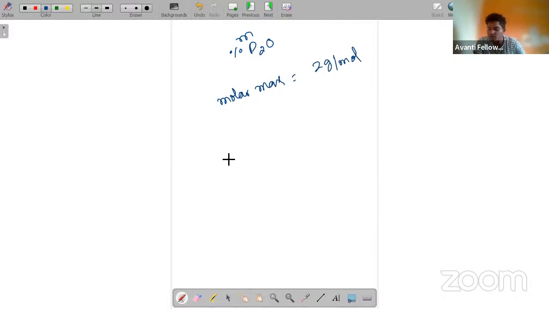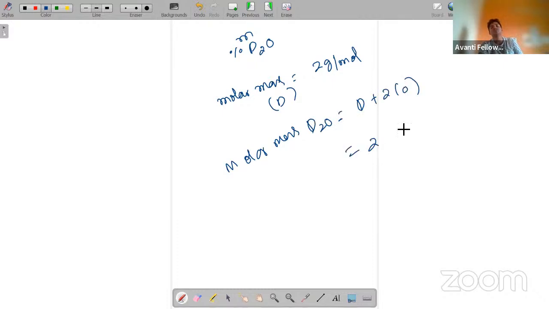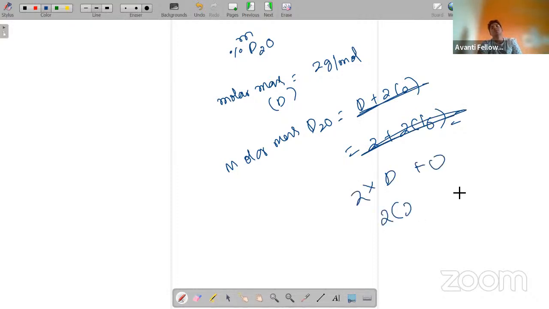So now for the molar mass of heavy water, this is for deuterium molar mass. Molar mass for D2O. How much? D plus 2 times oxygen, that is 2 plus 2 into 16, so that is 32. Sorry, I wrote DO2, that is wrong. D2O, that is 2D plus O, that is 2 into 2 plus 16, that is 16 plus 4, 20 gram per mole.